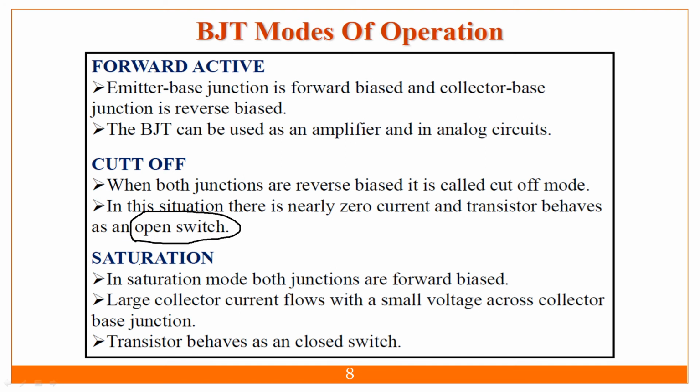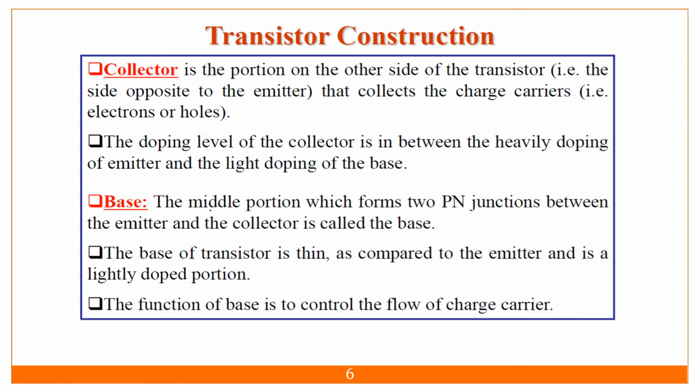Then in the saturation region, what will happen? Both junctions of the transistor, the emitter to base junction and the collector to base junction, are in forward bias. So more current, the maximum current, will flow, and the transistor will act as a closed switch. This is all about the modes of operation of a BJT.